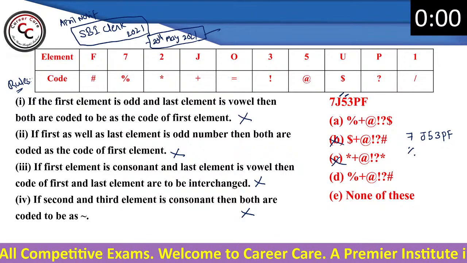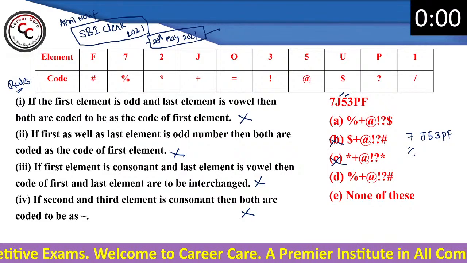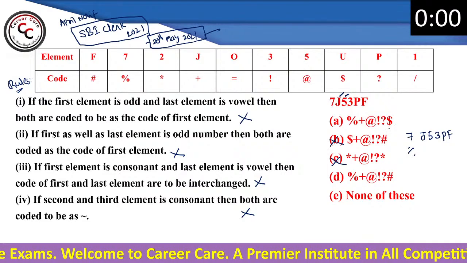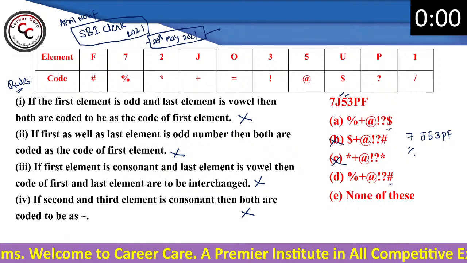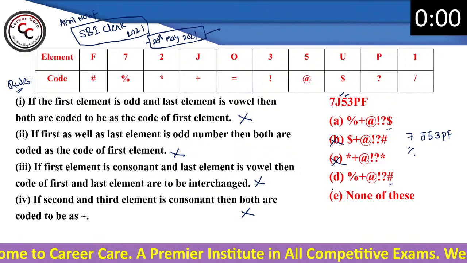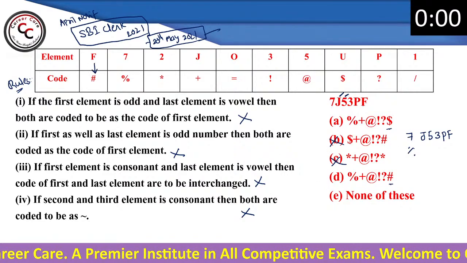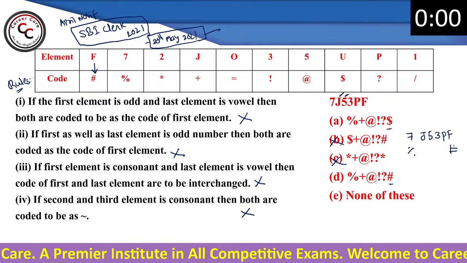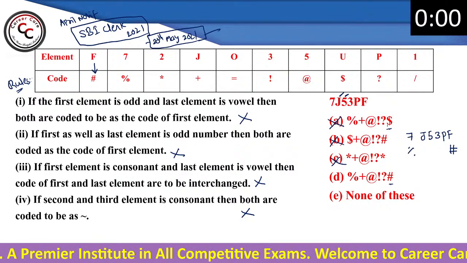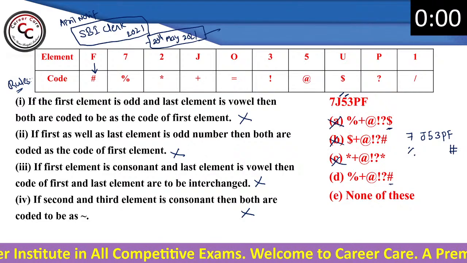If I want to continue, percentile plus at the rate, exclamatory, question mark, dollar and hash. These are the only two differences between first option and fourth option. As smart work is important, go for the last. F stands for hash. That means your answer should end with hash. But here in option number A, it has ended with a dollar. So you cannot go with option number A.